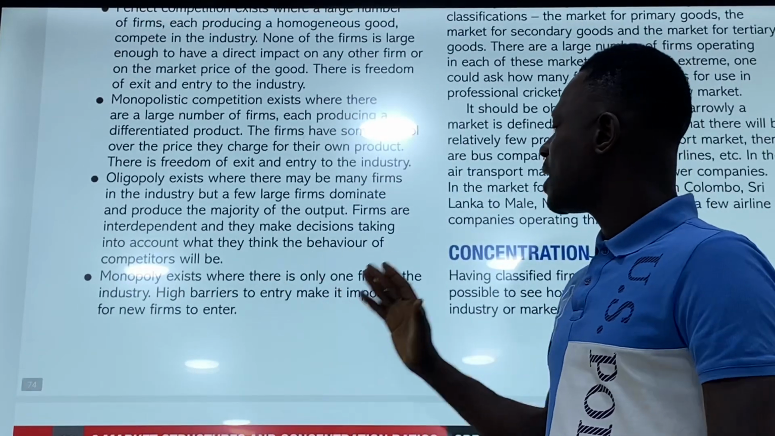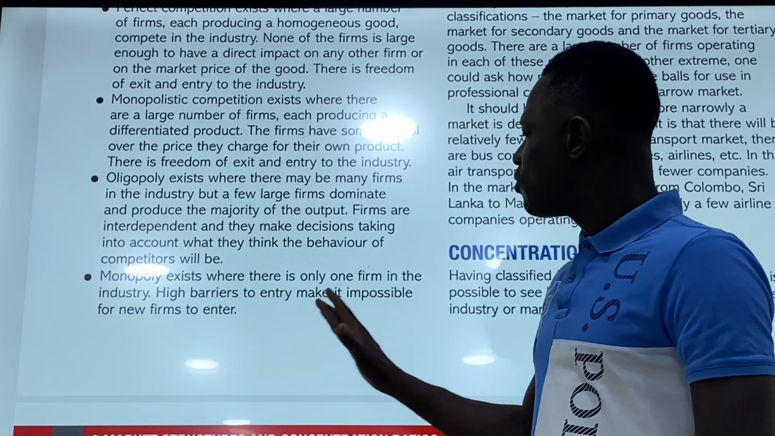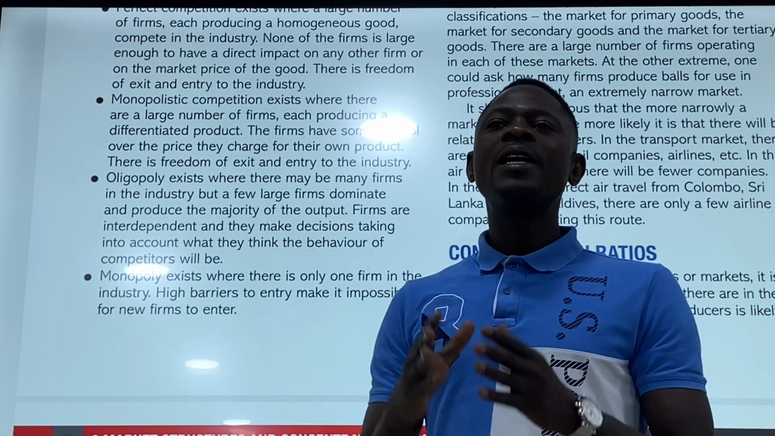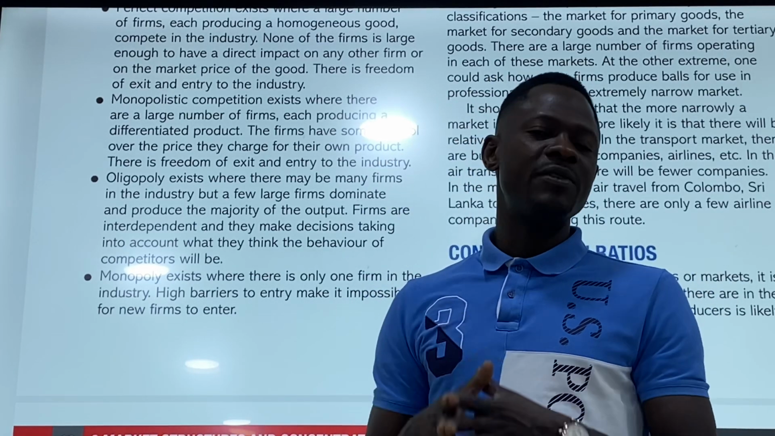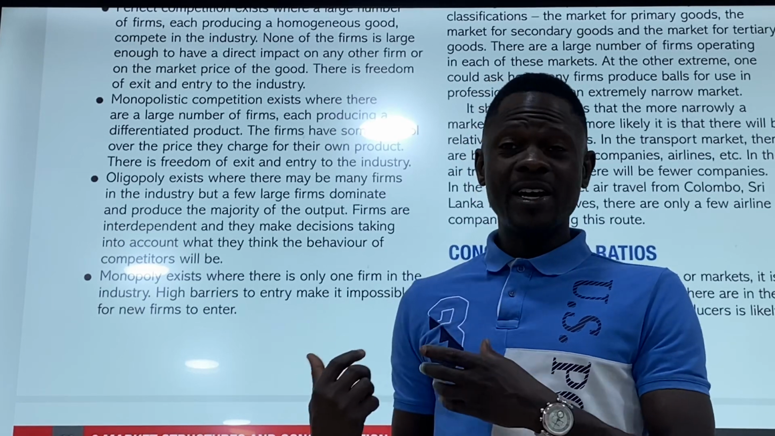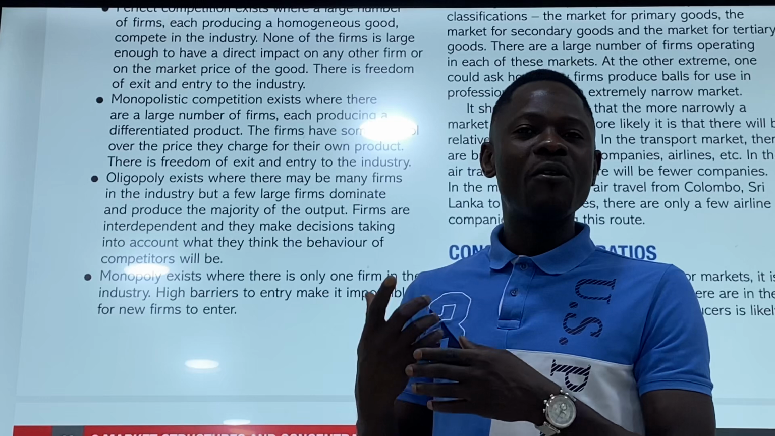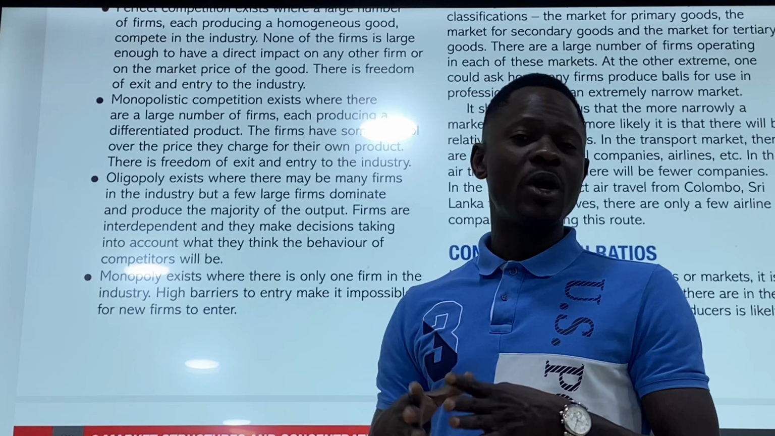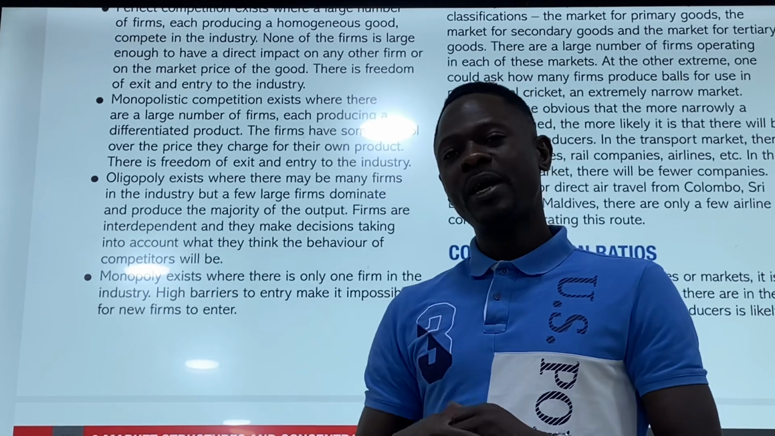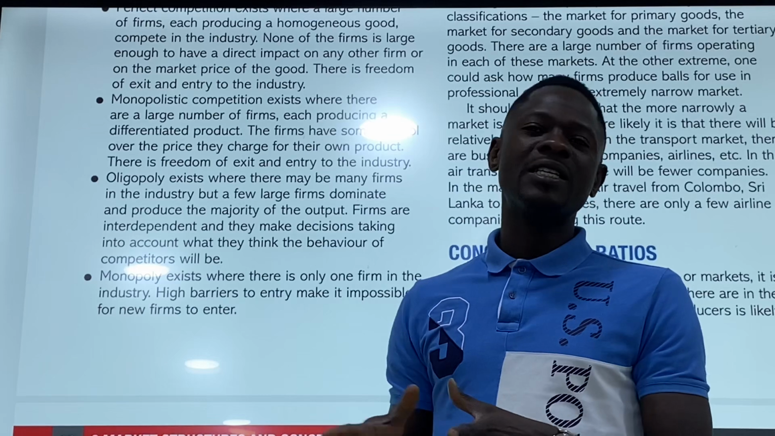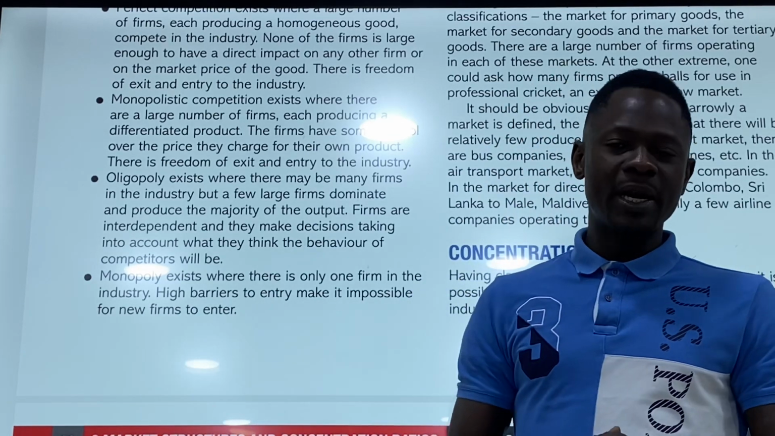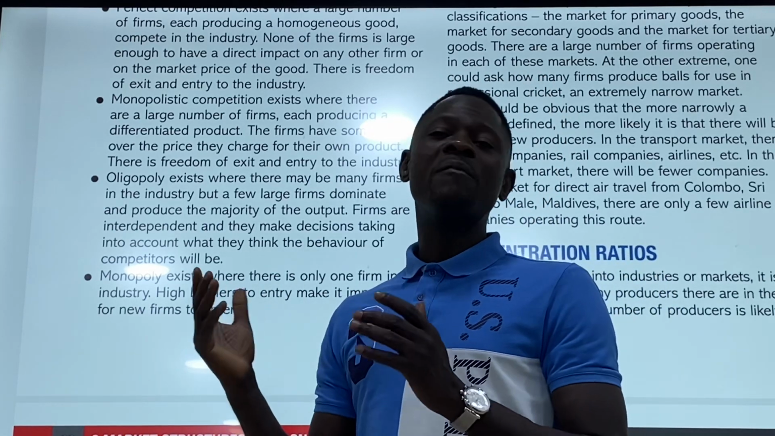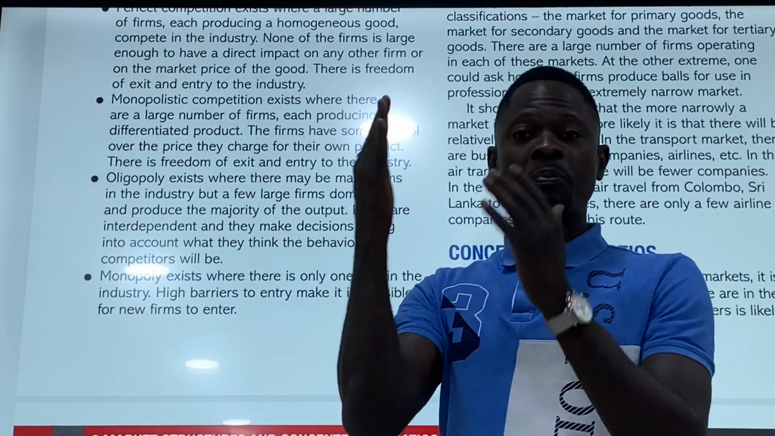Monopoly exists where there is only one firm in the industry. Higher barriers to entry make it impossible for new firms to enter. A monopoly is a market structure where we have only one supplier of goods or services within that industry. Because it is just one supplier, there is a higher barrier to entry, and that higher barrier to entry will prevent new firms from coming into the market. So the monopoly will continue to exist because new firms cannot come into the market. The dominance of that firm will continue, except if government intervenes. By government intervention, they could break the monopoly.